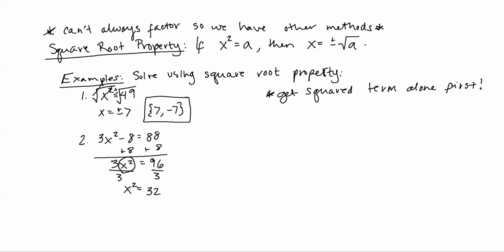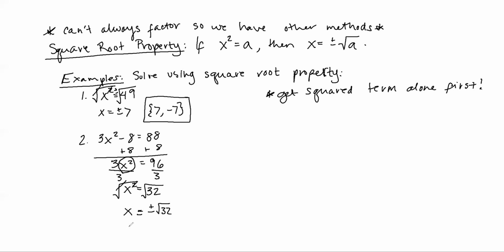Now we can go ahead and square root because the x squared is alone. So let's square root. Now I'm going to go ahead and leave this as the square root of 32 for right now, because what we can go ahead and do is simplify this down. So this is why we had to learn all about simplifying radicals, because we're going to be using it here.